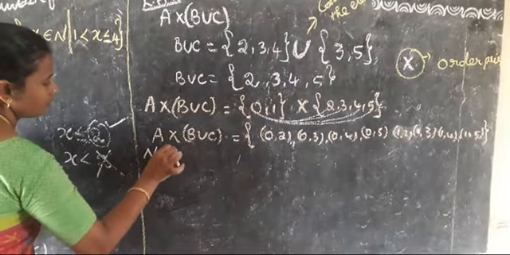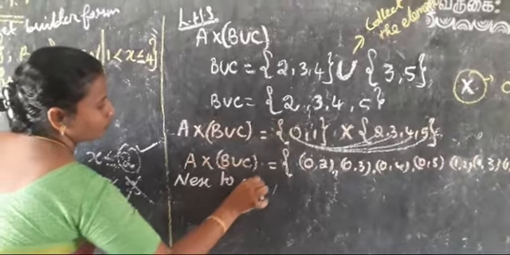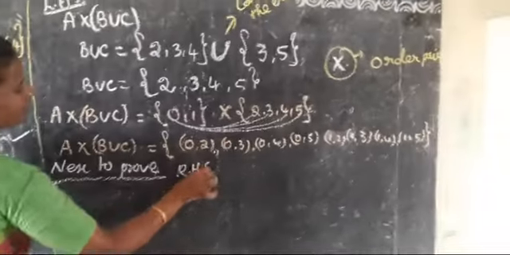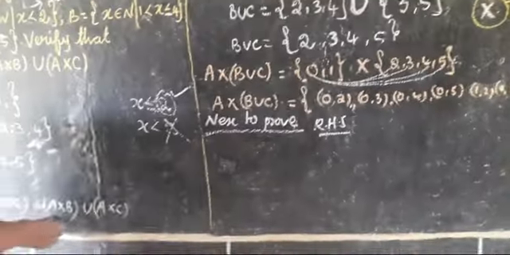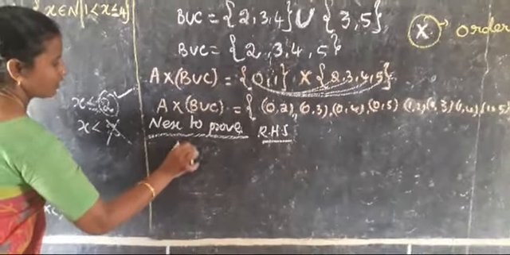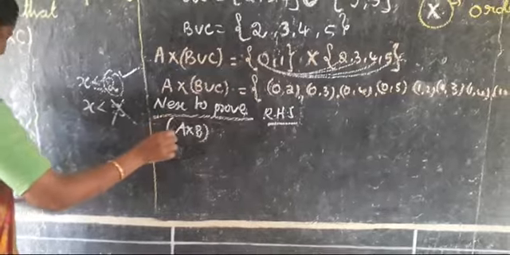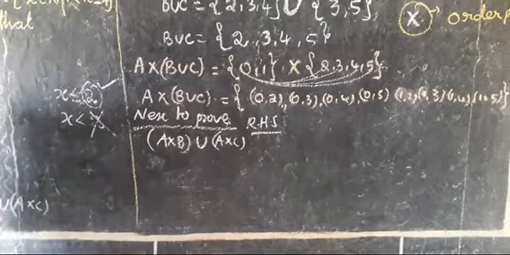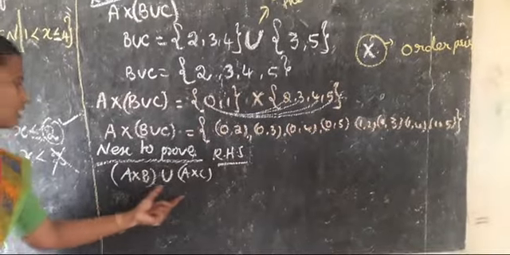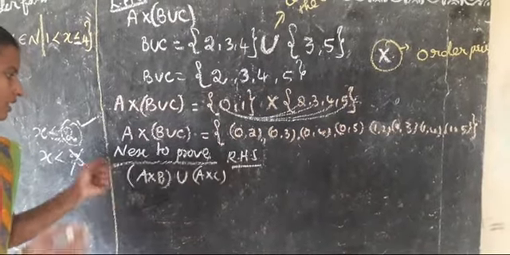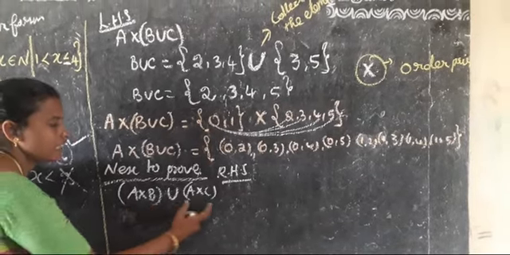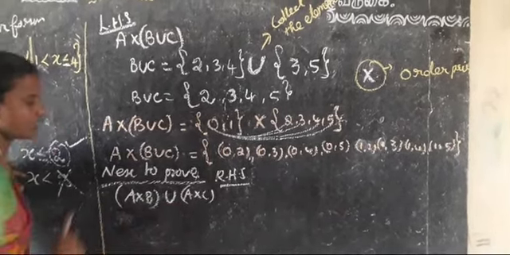Next, to prove the right hand side. What is the right hand side? A cross B union A cross C. Okay. This is the right hand side. In this, which one do we want to prove first? The bracket, inside function.